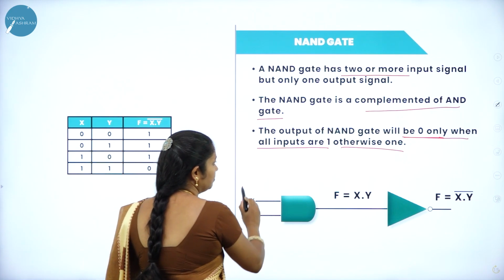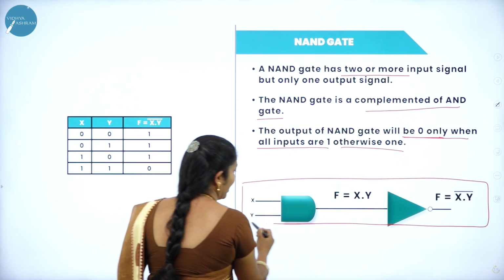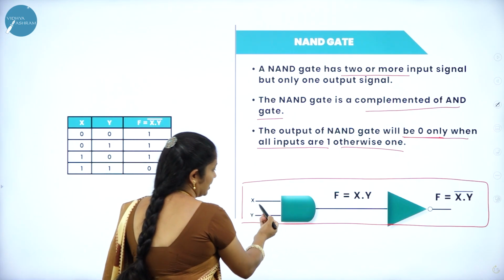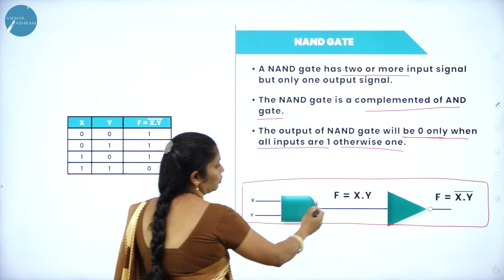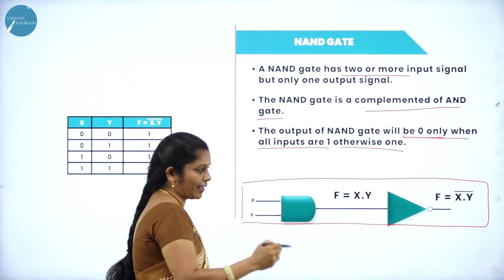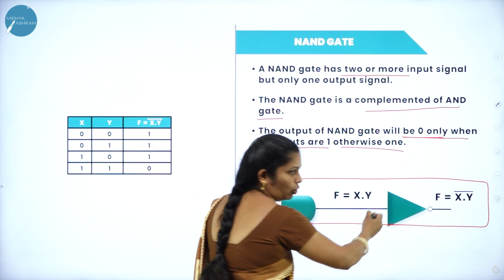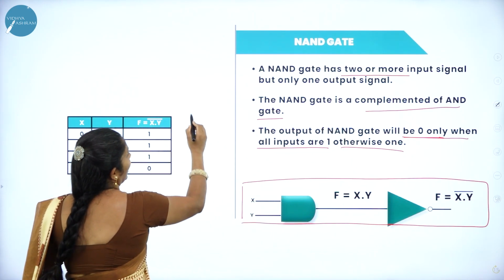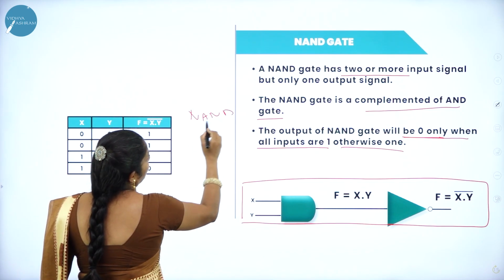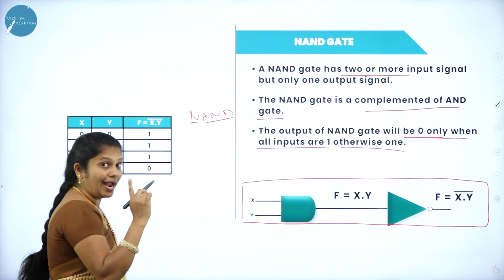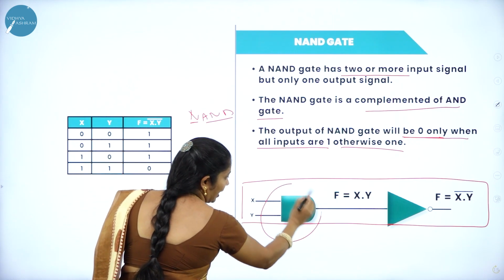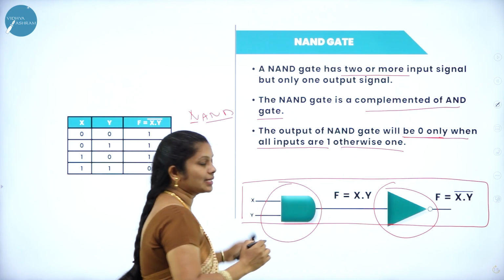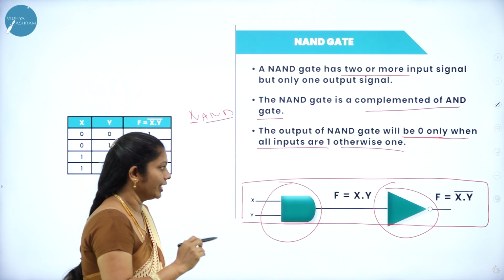This is the symbol to represent the NAND gate. First, we write the AND gate symbol. Here X and Y are the inputs. Then what is the output I am going to get? X into Y. Once it is passed through a NOT gate, we get X into Y whole bar. I already told you, the NAND gate is a combination of a NOT gate and an AND gate. Here this is the AND gate symbol and this is the NOT gate symbol, and this is the symbol you have to write for the NAND gate.